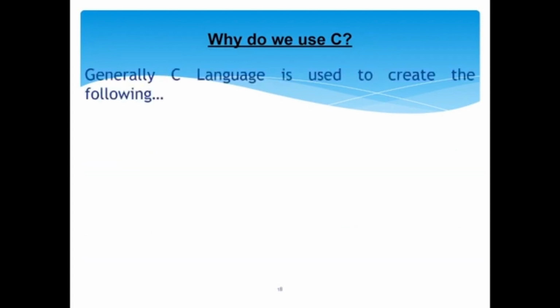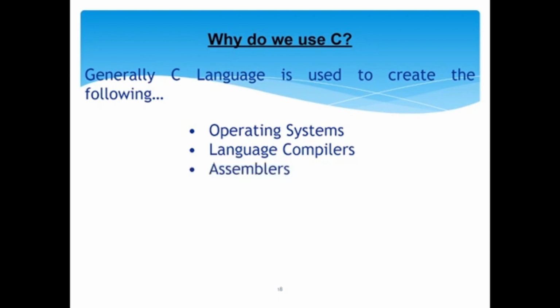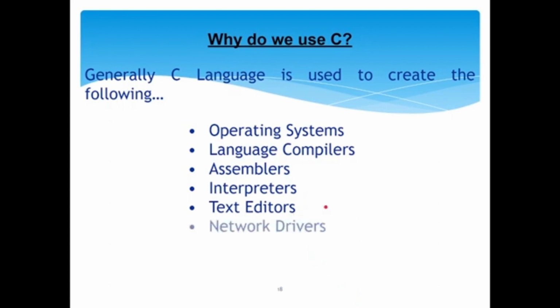Why do we use C? Generally, C language is used to create the following: operating systems, language compilers, assemblers, interpreters, text editors. The best examples of text editors are Notepad, Notepad++, etc. Also network drivers, and databases, which consist of data tables, etc. And you can see Dennis Ritchie, the man who invented C.